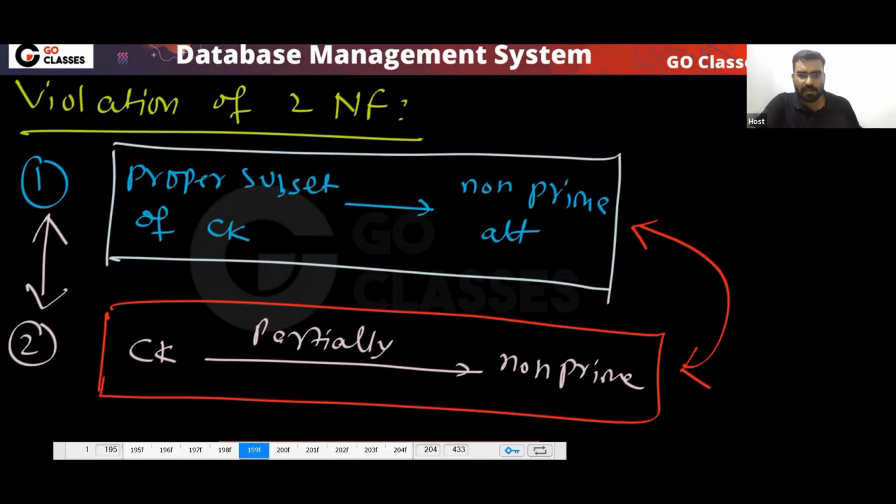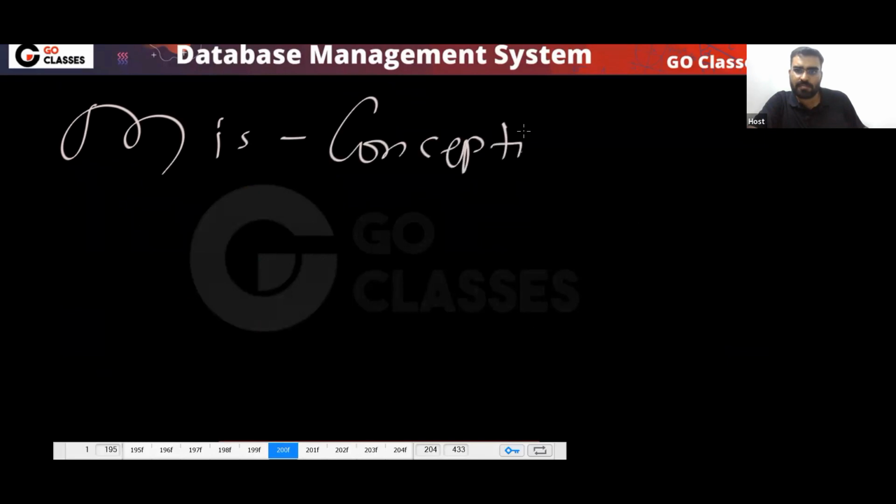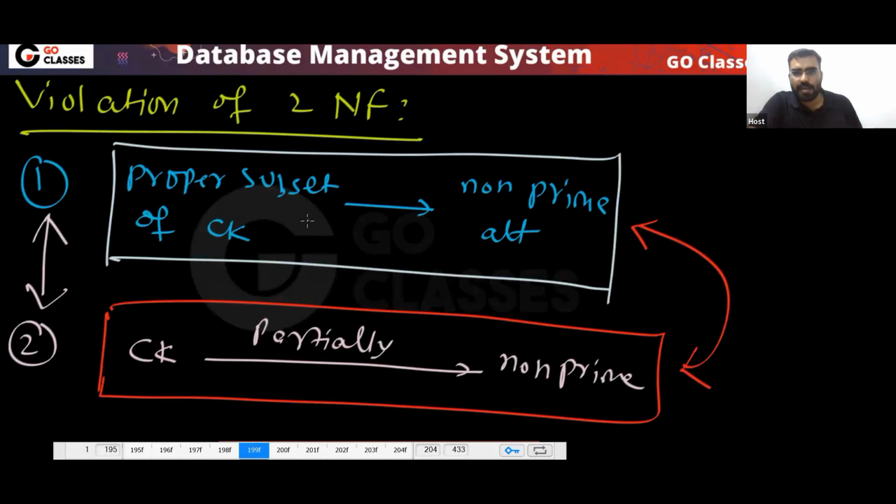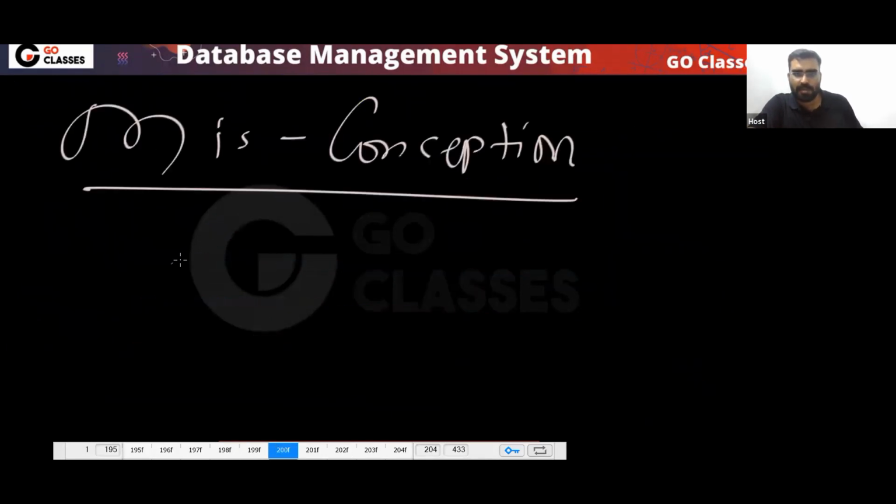But what is the common mistake, the misconception? The misconception is calling it partial dependency. Many students call this partial dependency. This is not partial dependency. Is this clear? So what is the misconception in 2NF?